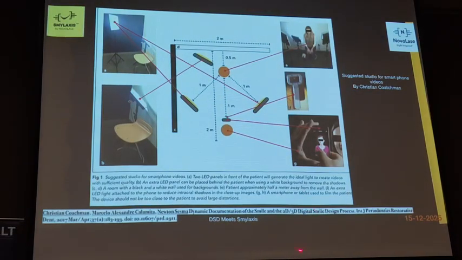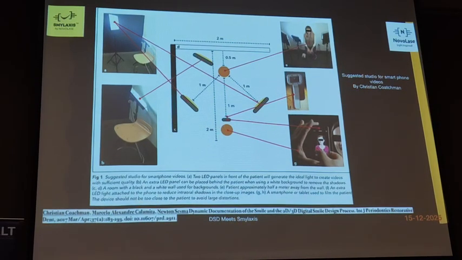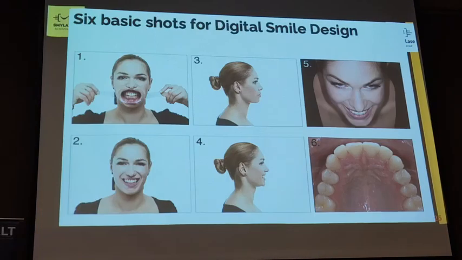This is how a studio should look like. This format is given by Christian Coachman. You just see these are the LED lights 1, 2, 3, and 4. Okay, and the patient is sitting here, and the person is shooting from here. Right? We have a white background. We have a black background here. Got it? This is how a studio should look like. If you are using a DSLR, try to have this studio.